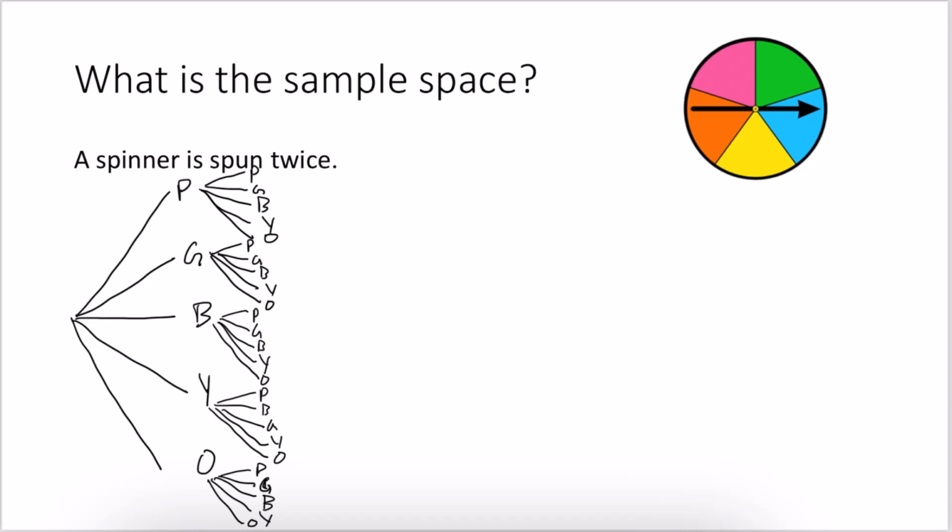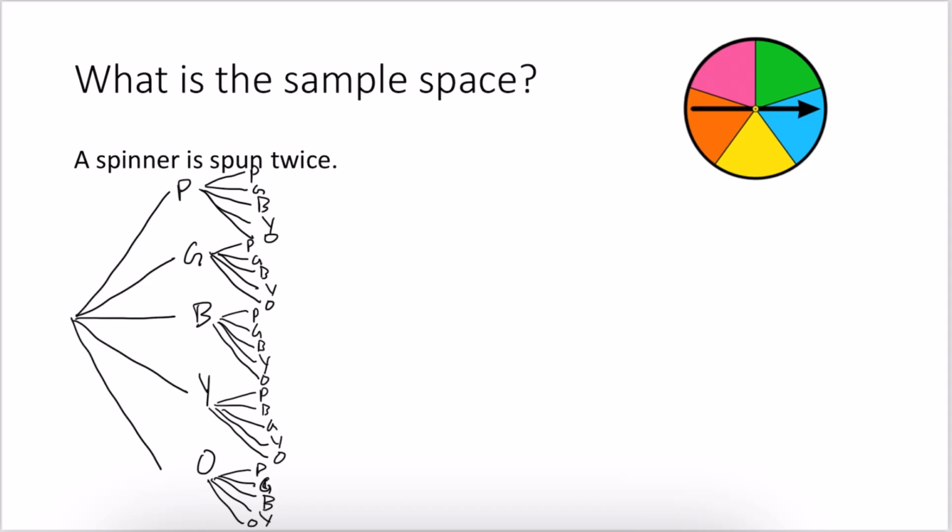Now, if it had said spin this spinner 3 times, then I would need to have another layer of branches where each one of these would be branching off into 5 different options. Now, the reason I didn't have you do it 3 times is because that choice tree would be huge and it wouldn't fit on my slide. But however many events you have, you're going to have that many layers of branches. So in this case, we had 2 layers because we had 2 events.